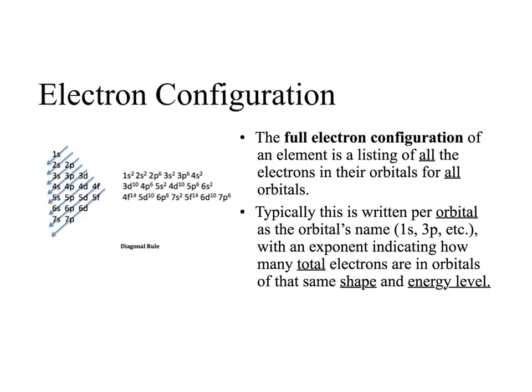Now, there are three types of electron configurations. The first, and most common, is the full electron configuration. This is where we list every single electron that exists in an atom or element or whatever we're doing.